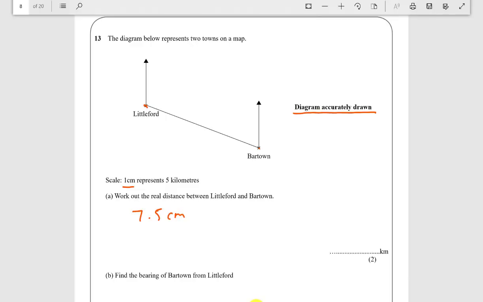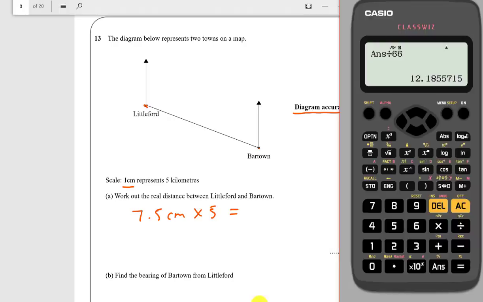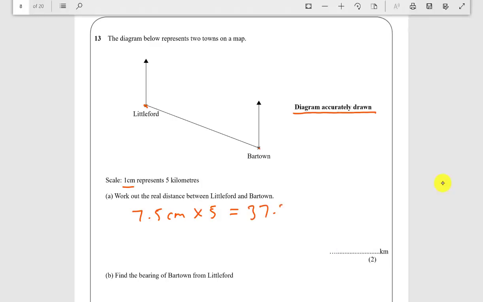And the scale is 1 centimeter represents 5 kilometers. So 7.5 centimeters represents 7.5 times by 5. That gives us 37.5 kilometers. So write it in your dotted line, 37.5 kilometers. So measure it and times it by the scale which is given.